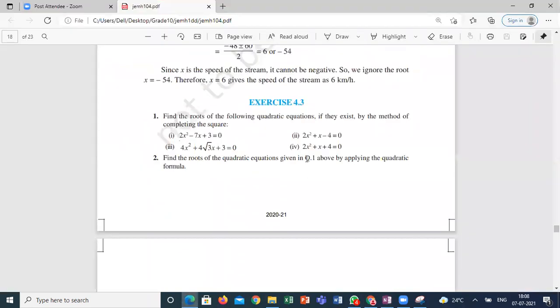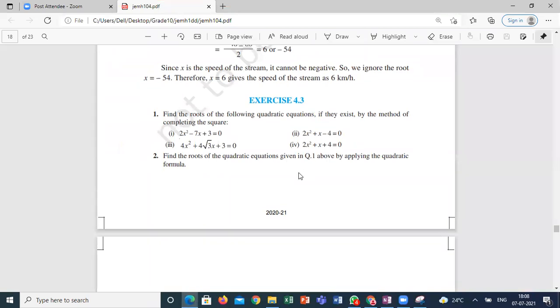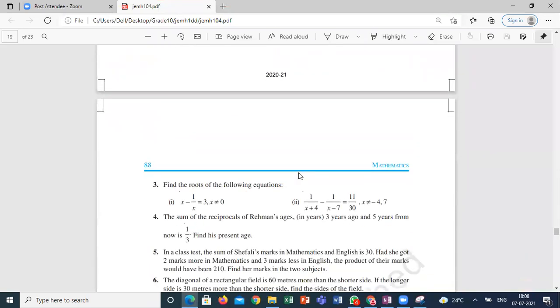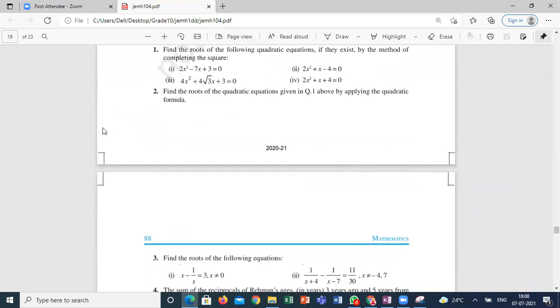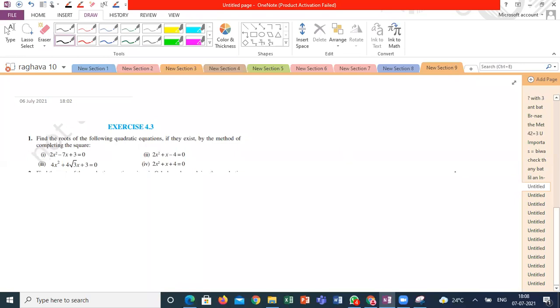Find the roots of the quadratic equation by applying the quadratic formula. This we didn't do. No, sir, we didn't do that, sir. Yeah, same thing he is asking. The second question is to solve these quadratic equations using the formula.